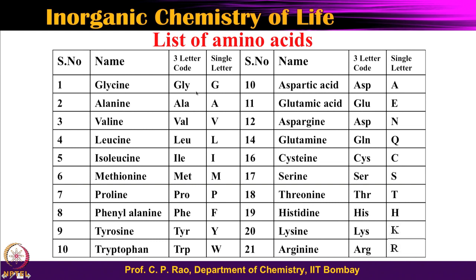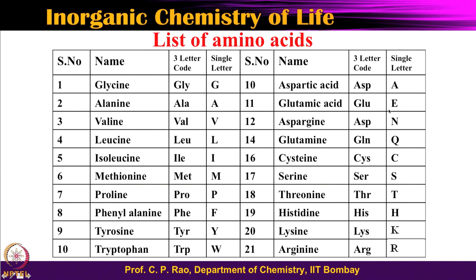In the protein literature, the amino acids are commonly referred to by a 3-letter code or a 1-letter code, and it is better that you are familiar with these. Glycine is written as GLY, alanine as ALA, valine as VAL, leucine as LEU, and so on. Aspartic acid is written as ASP. In the 1-letter code, glycine is G, alanine is A, valine is V, leucine is L, and so on.